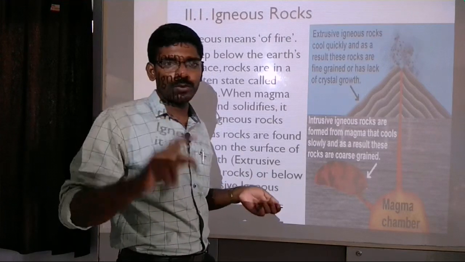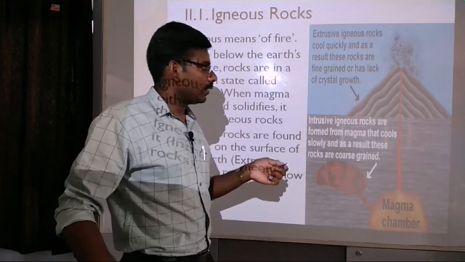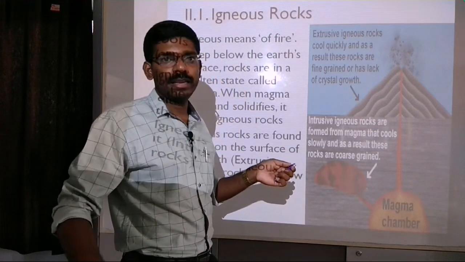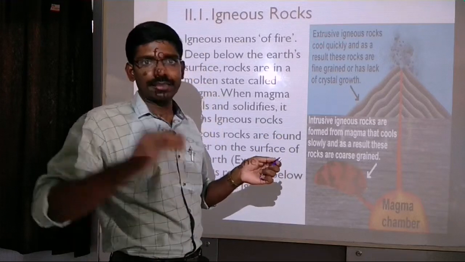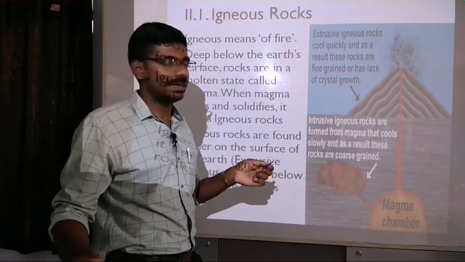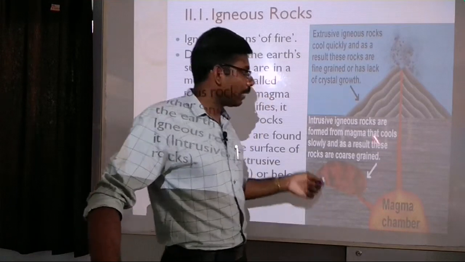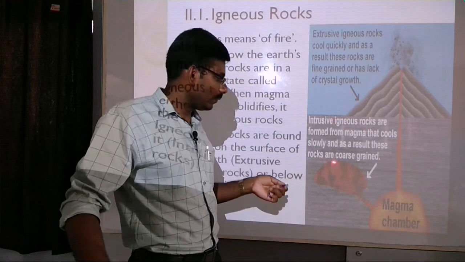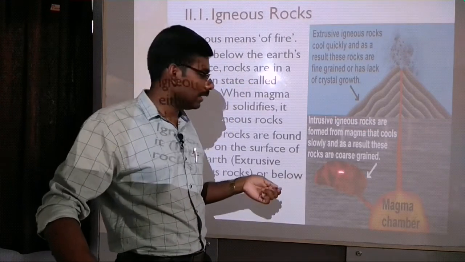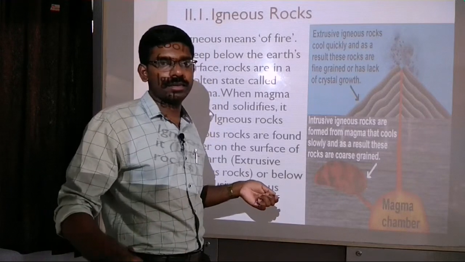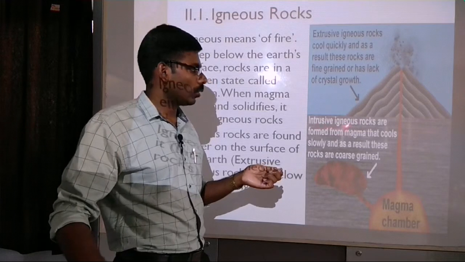There are two types of igneous rocks. When the magma comes out and forms igneous rocks, that is called extrusive igneous rocks. Extrusive means outside the earth. Sometimes the magma will not come out of the surface, but within the crust itself, it will cool and form igneous rocks. Such igneous rocks are called intrusive igneous rocks.